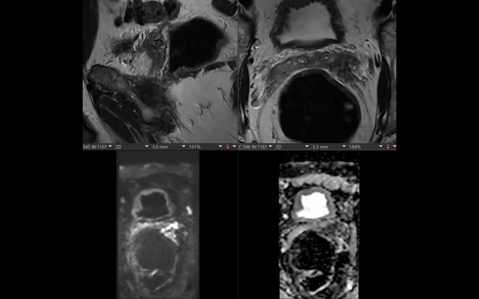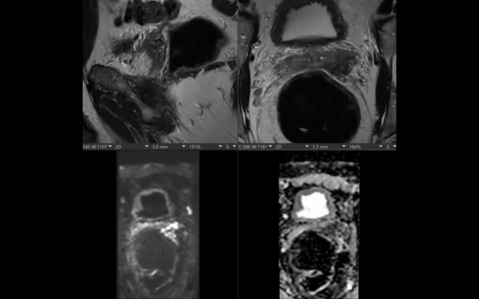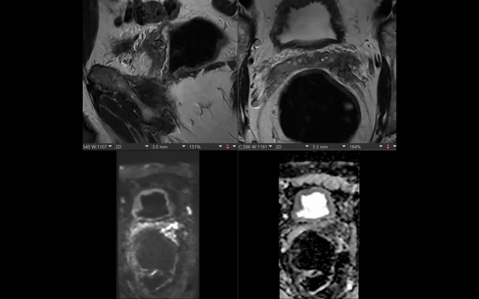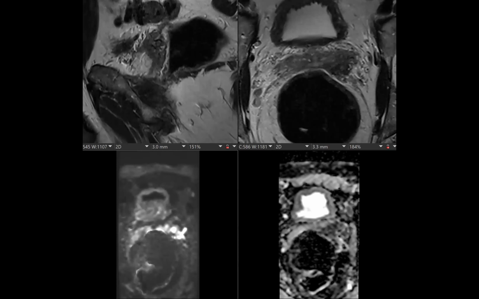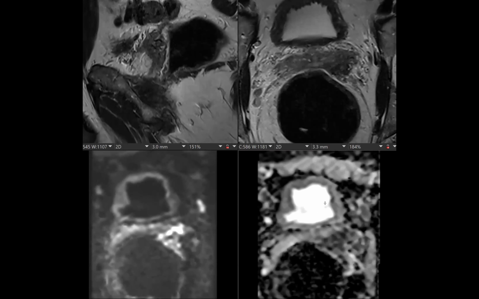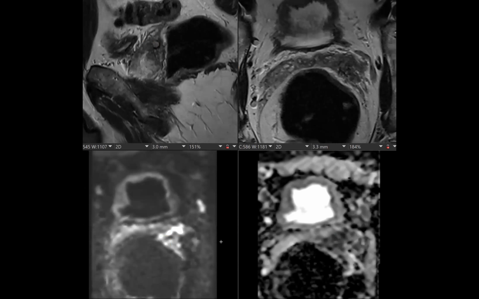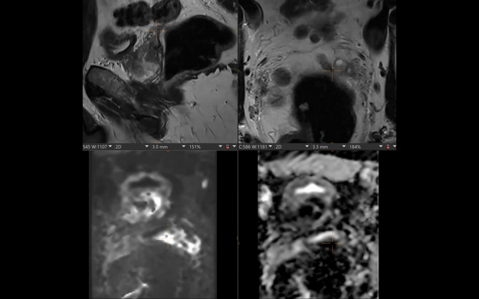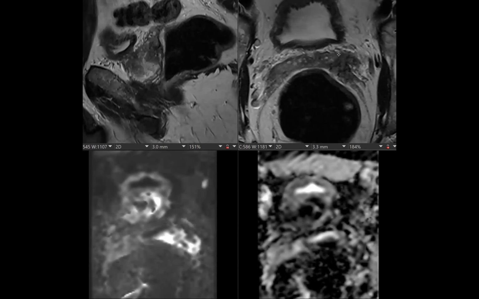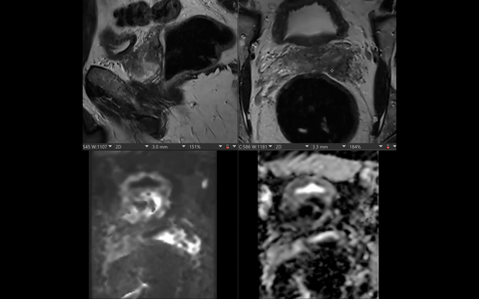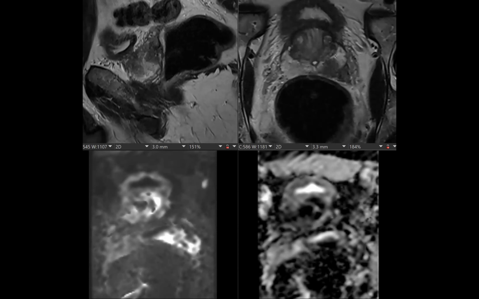So what would you say about the SVs? Is there seminal vesicle invasion or no seminal vesicle invasion? So here's your sagittal, and here's the diffusion, which demonstrates restriction at the area of EPE here. So your SVs are here on the left. Here's your tumor, and then here's your prostate base.